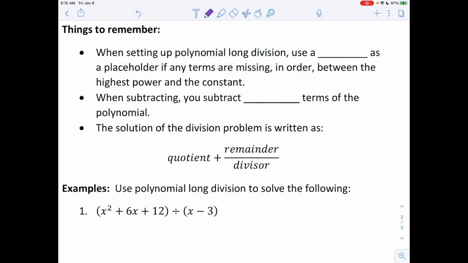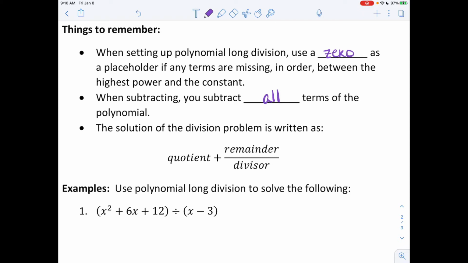When we're setting up polynomial long division, we need to insert zeros if our polynomial has any terms missing, going down in descending order from the highest power all the way to a constant. When we're subtracting, we need to remember to subtract all of the terms of the polynomial, not just the first one.